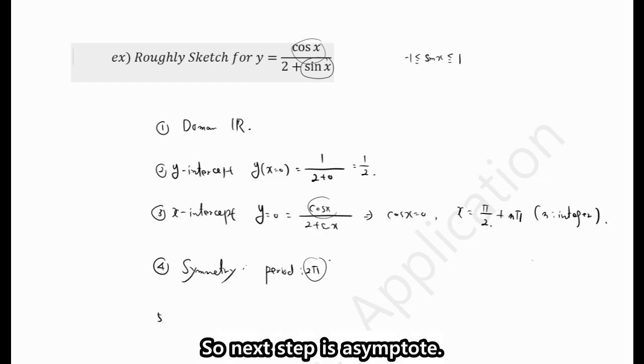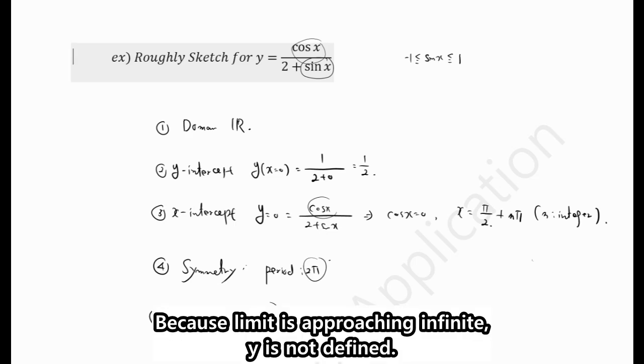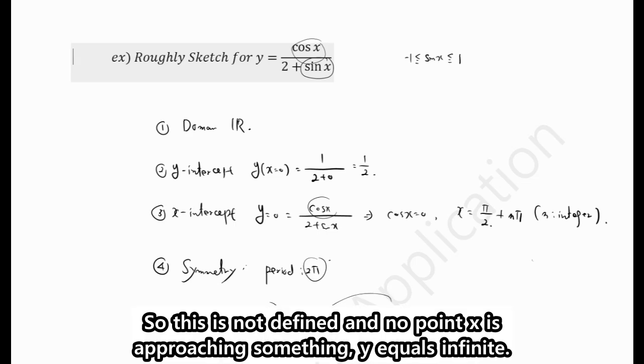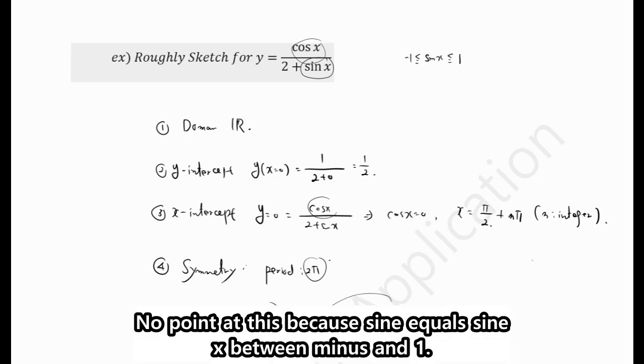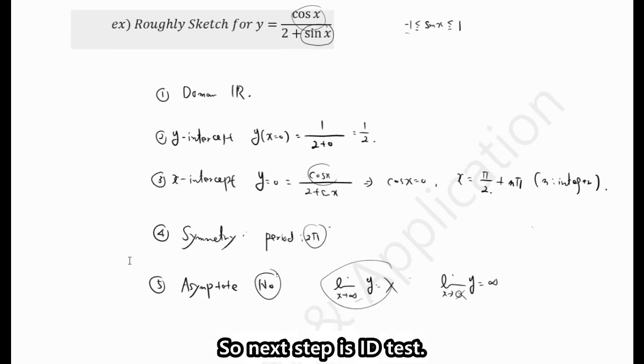So the next step is asymptote. There is no asymptote, because as x approaches infinity, y is not defined. And there is no point where x approaches something and y equals infinity, because sine and cosine are between minus 1 and 1. So this doesn't have an asymptote. So the next step is the increasing/decreasing test.